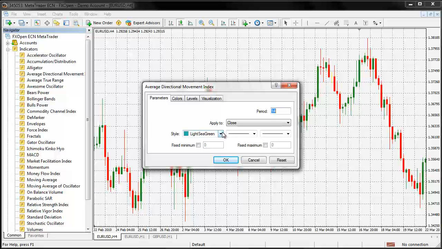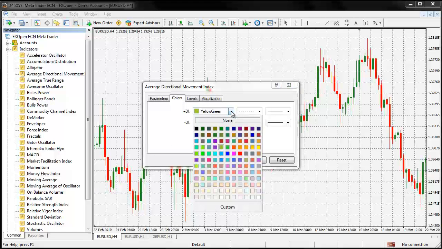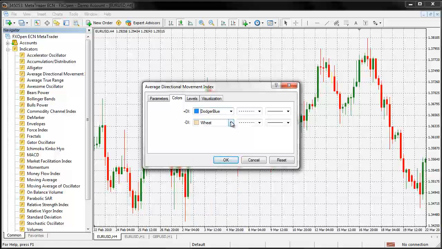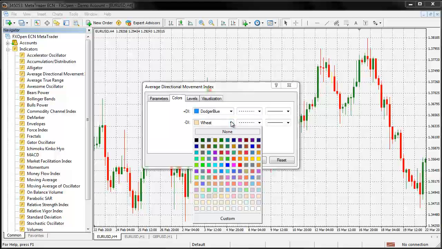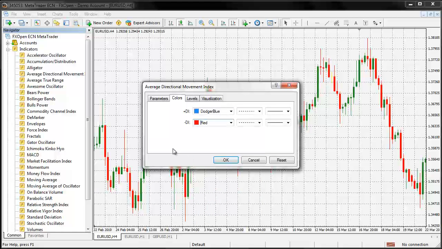Let me just change these colors around. The positive DI I will change to a blue, and the negative DI, which is the negative directional index, I will color red. The purpose of doing this is because the blue button is the buy trade button and the red is the sell trade button. I always tend to adjust my colors to the buy and sell buttons for this particular indicator.